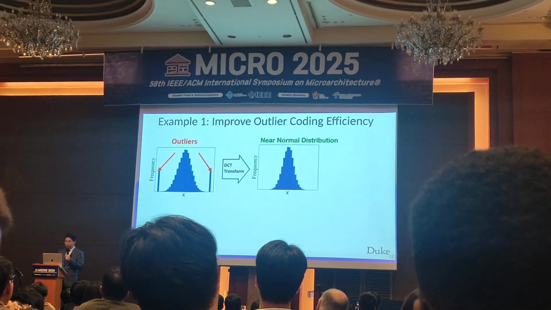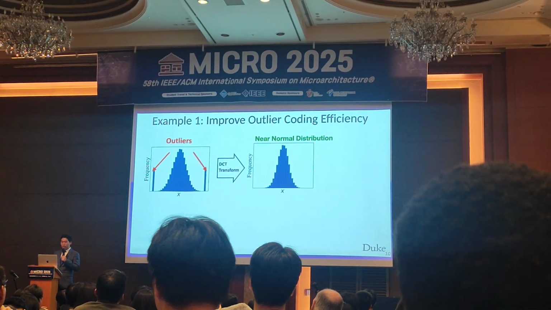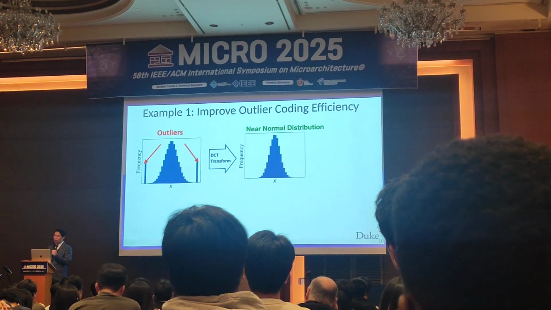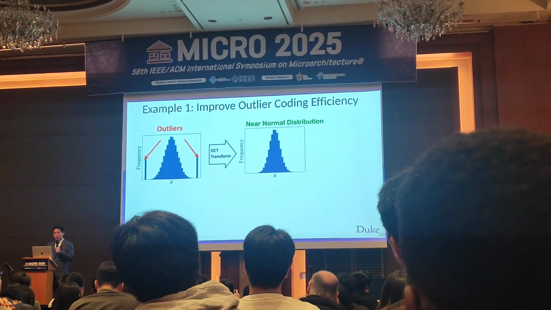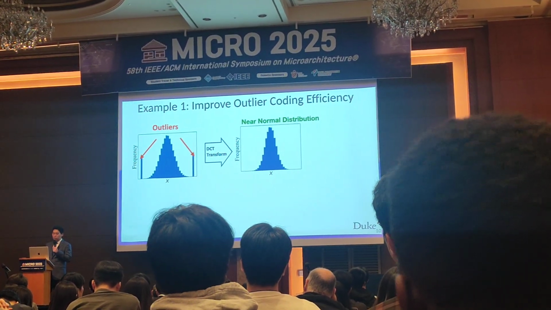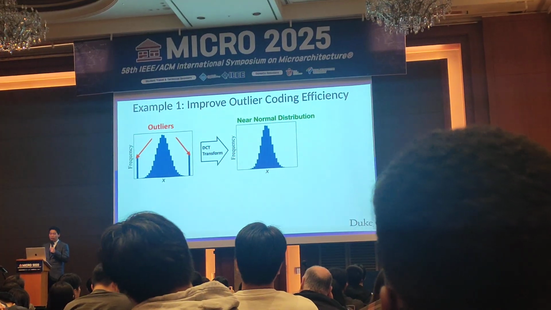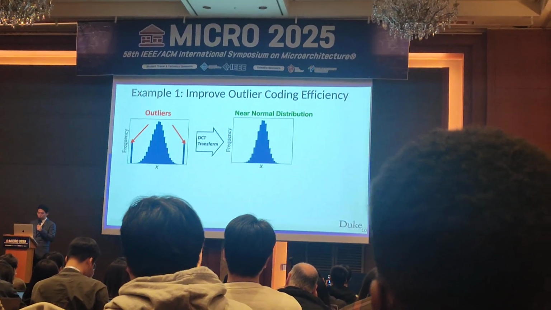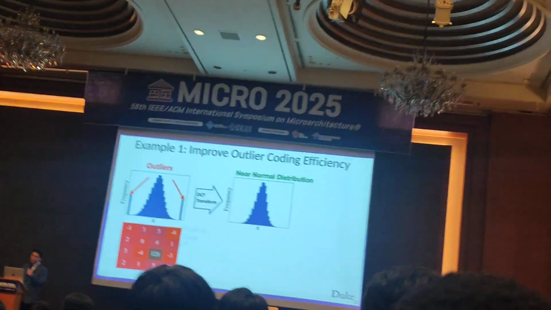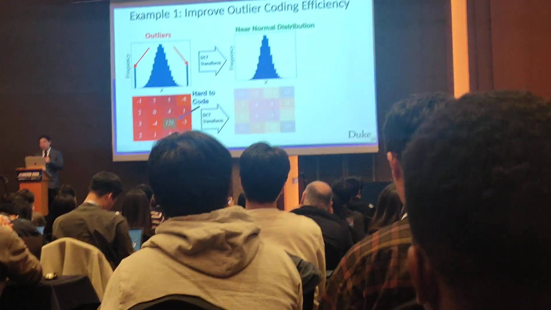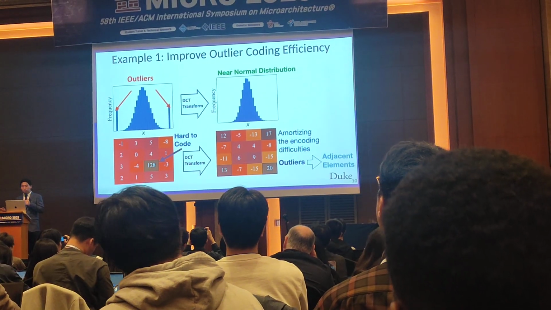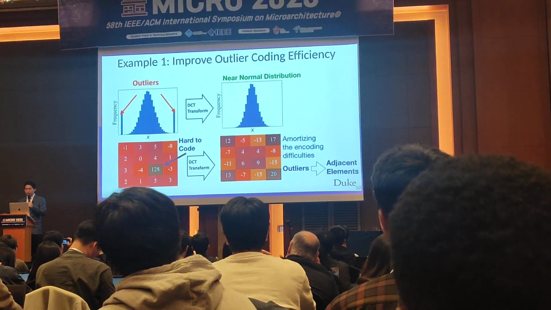Prior works have consistently observed this pattern in the distribution of weights, activations, and other types of tensors. These outliers are problematic for quantization and compression algorithms because they have a high variance and they occur sparsely, which makes them hard to encode. Video codecs address this issue using a step called the discrete cosine transform. On the right side, we can see that after the DCT transform, the outliers have been removed, resulting in a clean and smooth distribution.